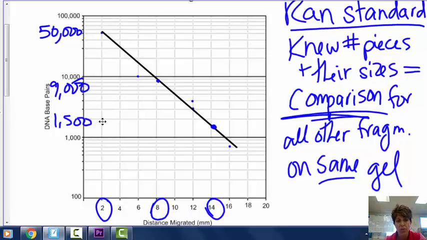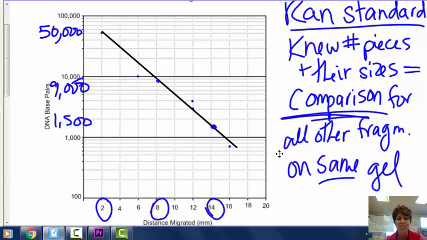So I went to the 2 millimeters, I marked that it was 50,000, that's how I got the point on the graph. This next one, it moved 6 millimeters, and I knew it was 10,000 base pairs. So that's how I got the points. And then I drew the best fit line.